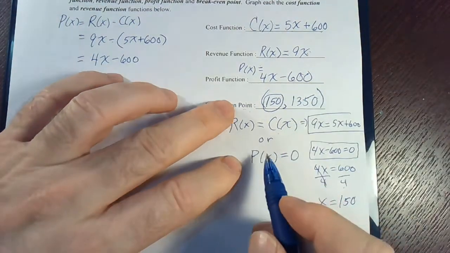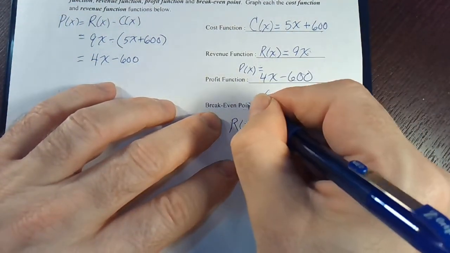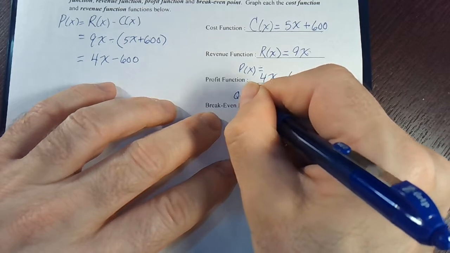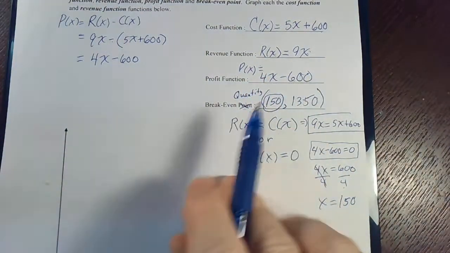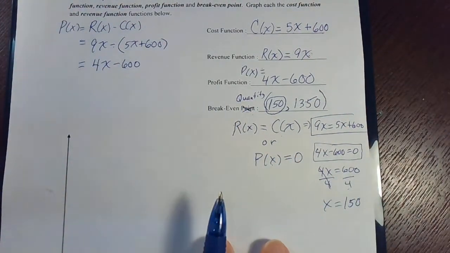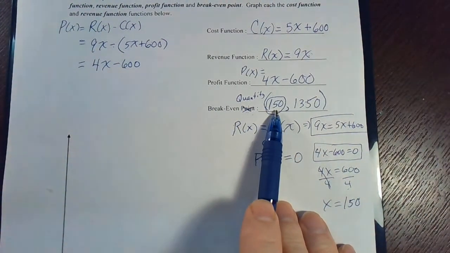So basically, I'm most interested in the x value of that break-even point, that number 150. So maybe I could have said the break-even quantity, because x is the quantity. And in that case, it would have been very clear that only 150 is the number that I'm looking for.